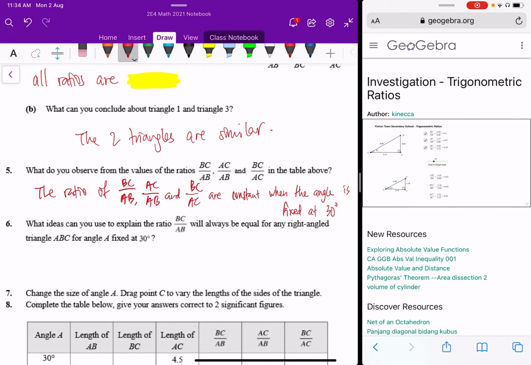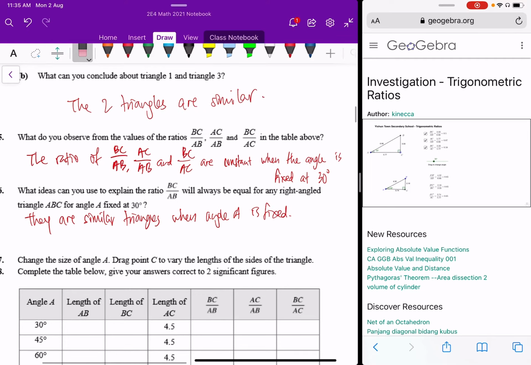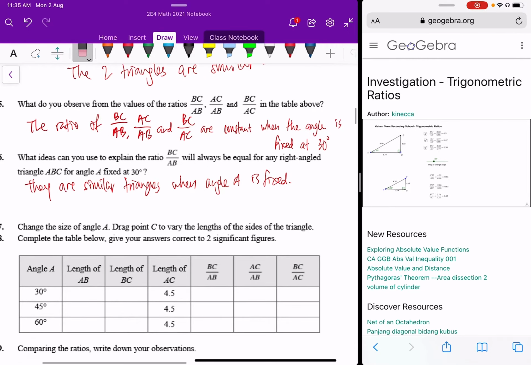So what idea can you use to explain the ratio of BC over AB? They are similar triangles when angle A is fixed. All right, then after that you will have the next part here.